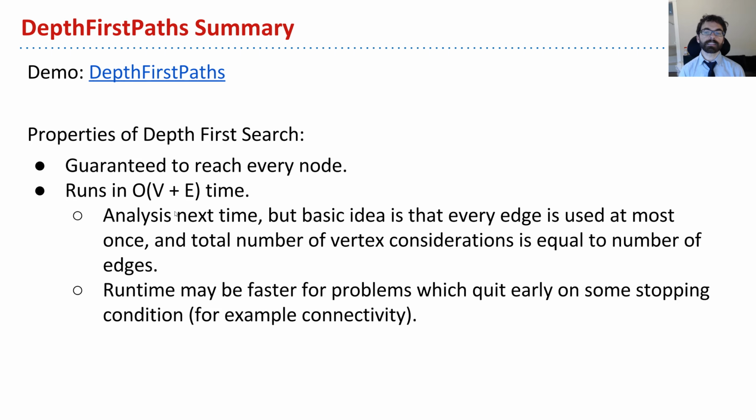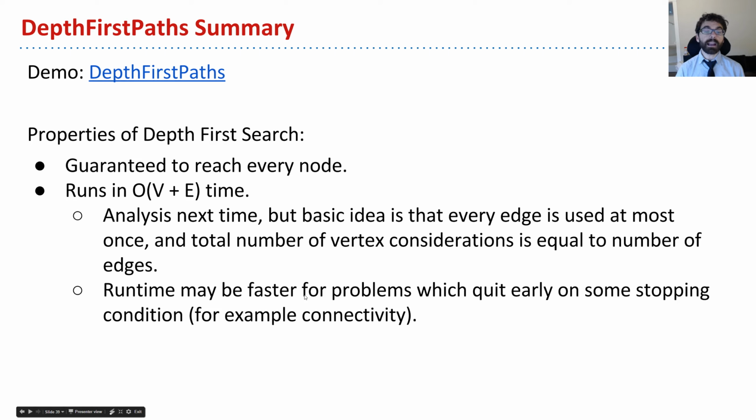And I'll give the analysis next time, but the basic idea is that every edge is going to be used at most once. And the total number of vertices you have to consider is going to be equal to the number of edges. And you'll see what that means. But basically, it's just saying the number of times you need to consider a vertex will be no more than the number of edges incident on it.